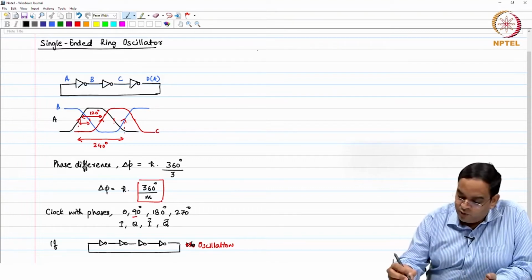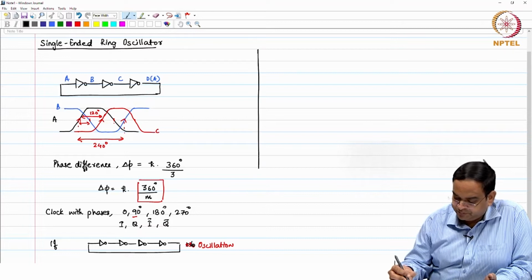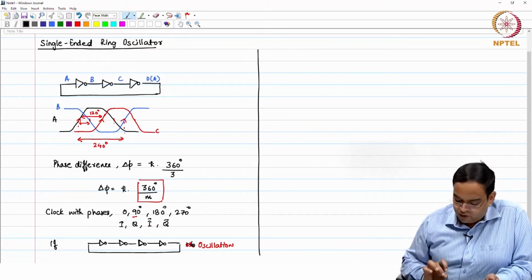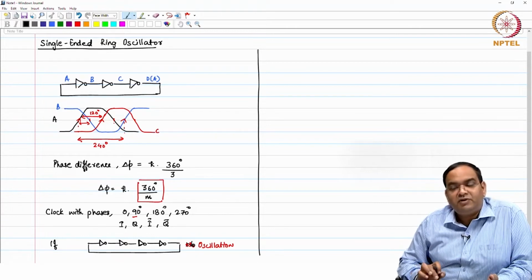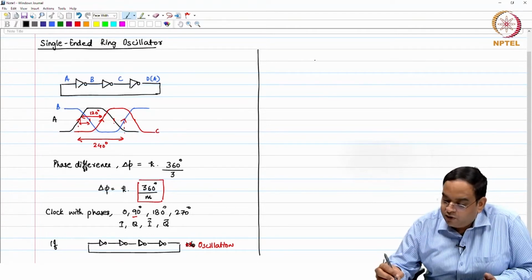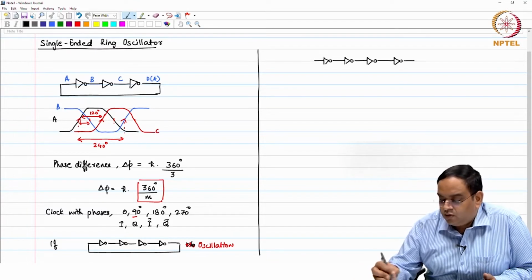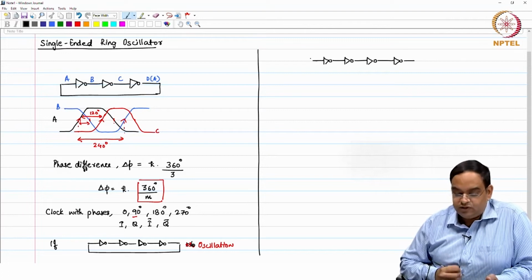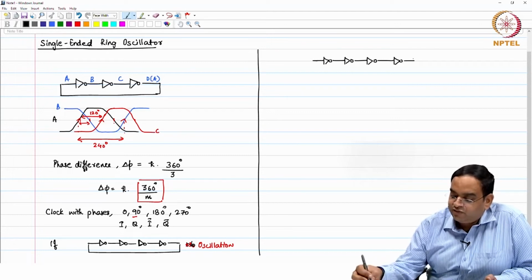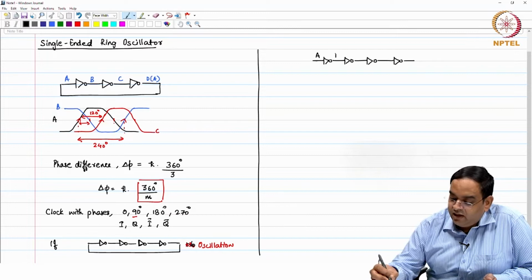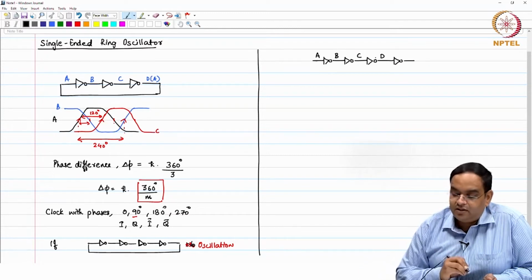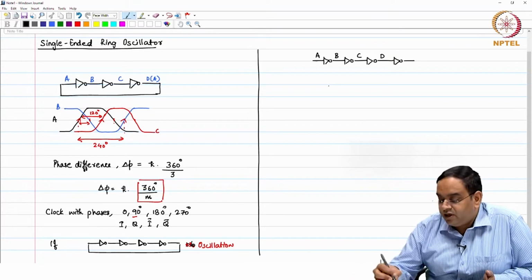So, what we can do is the following. Instead of having this even number of inverters in the ring, we still keep an even number of inverters like this, and somehow we try to enforce that there is a phase difference between the input and the output of this chain. So, let me just call this as A, B, C, D. Let me just first draw it. You have the same inverter.